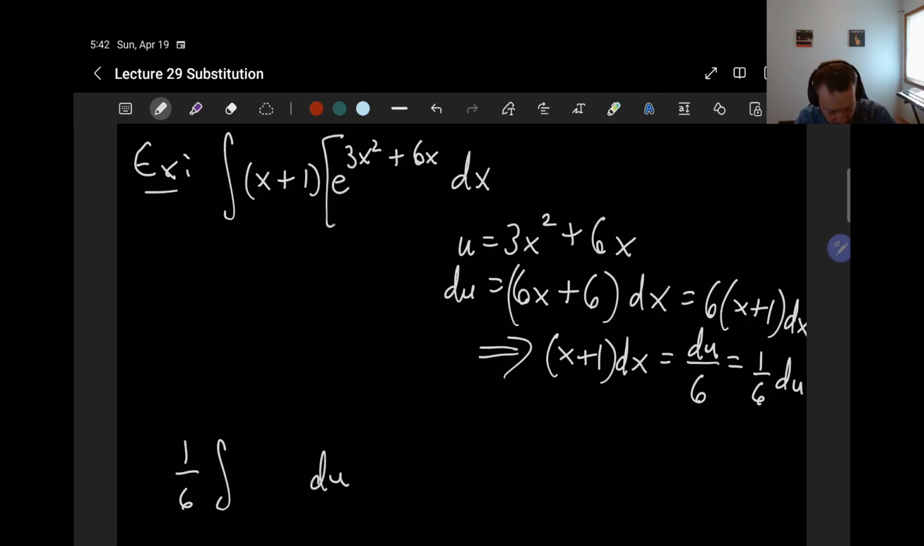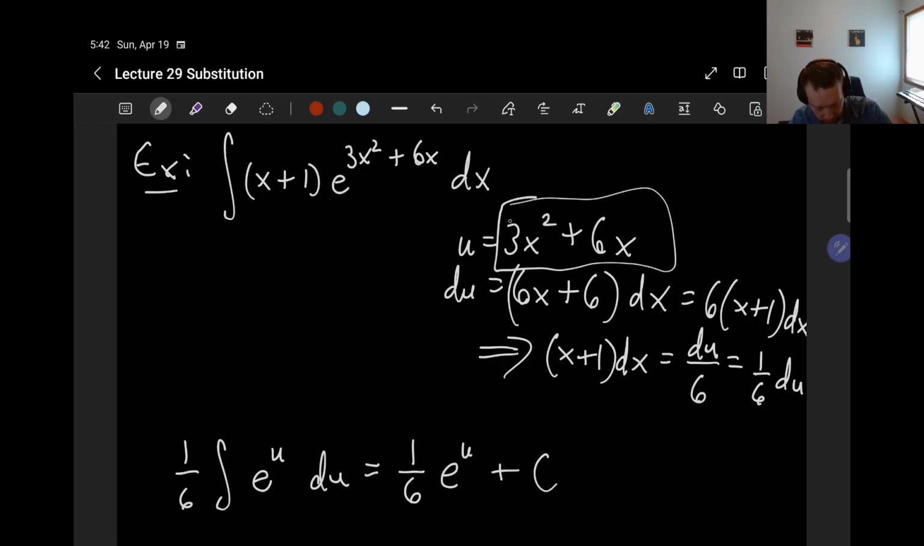And what's left is this e to the u. The antiderivative of e to the u is itself, plus c. And now we go back to x. So plug 3x squared plus 6x in for u.